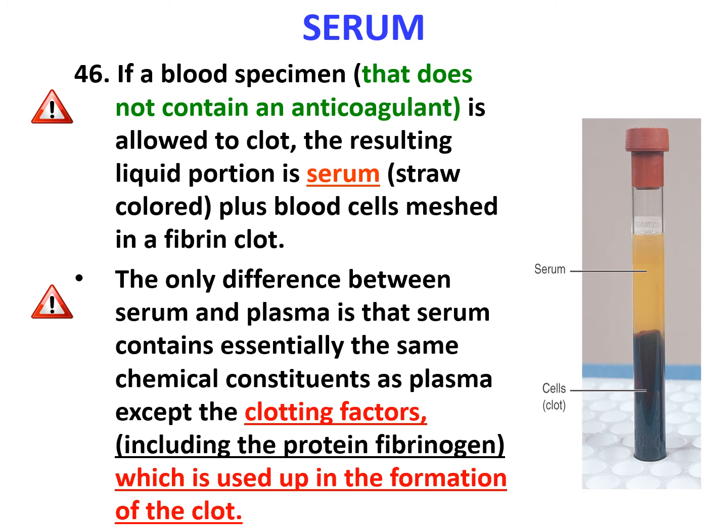So the difference between serum and plasma is plasma still has the white cells intact, still has the red cells intact, still has the platelets, all the clotting factors, fibrinogen, all that is still present in a tube that has plasma in it. They do not in a tube that has serum. And y'all are going to be tested on this.